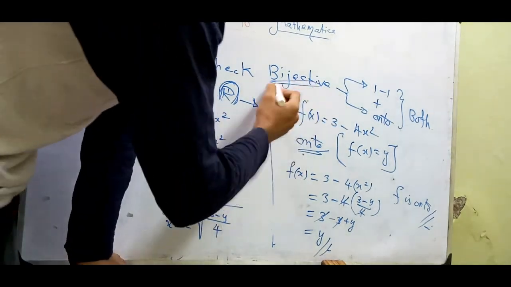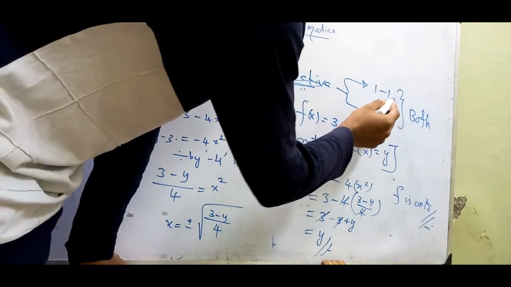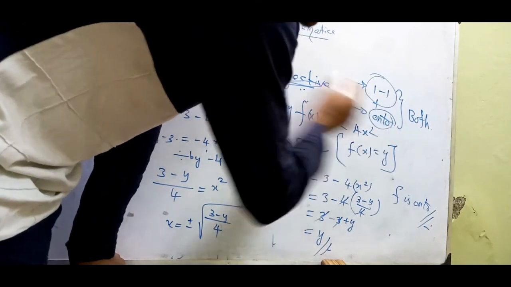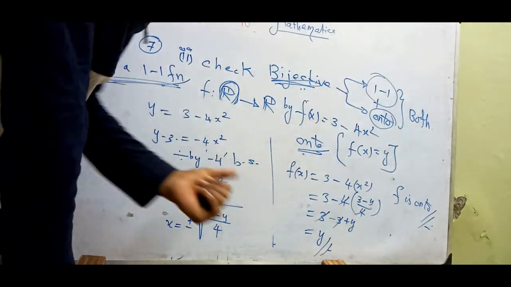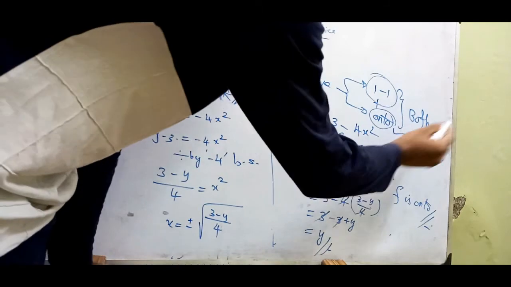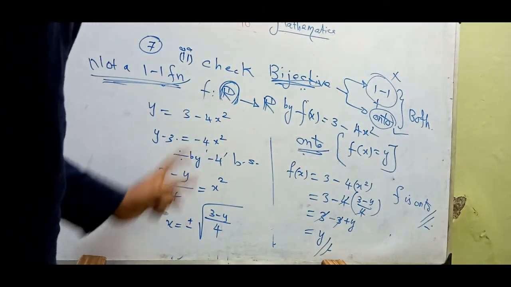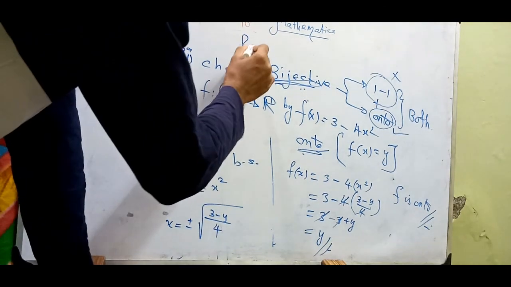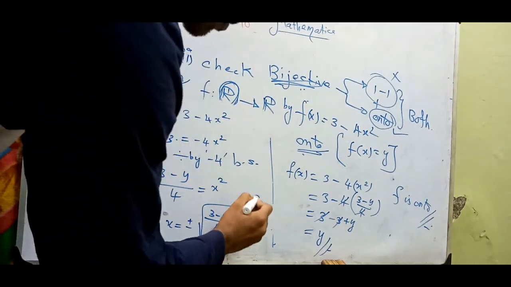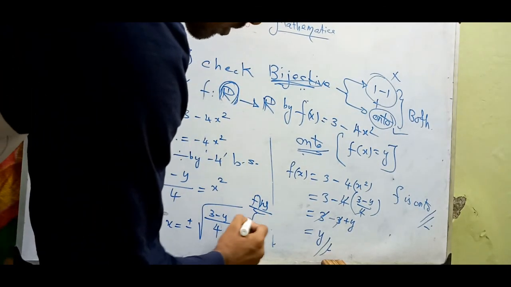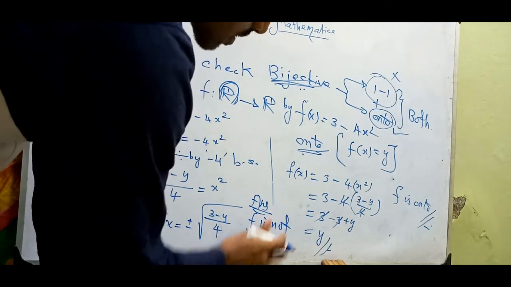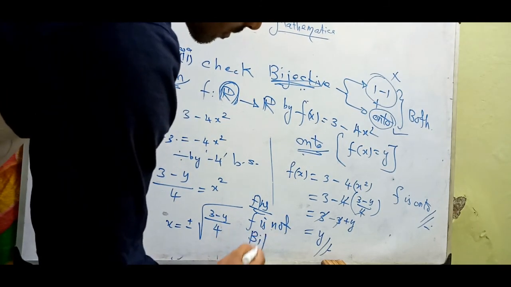As I said, the condition for bijective is it should satisfy one-one condition and onto condition both. Here one-one condition is not satisfied, but onto is satisfied. So because of this, we say that f is not bijective. So the answer is f is not bijective.